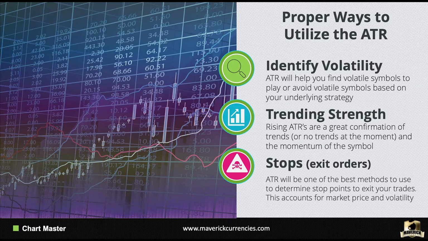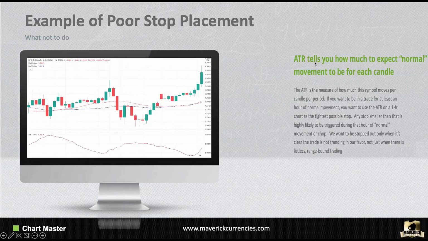So if you're holding a position longer term, that is something you need to account for as the volatility is falling and rising. So the proper ways to utilize the ATR: you identify volatility. ATR will give you an indication of the strategy that you can pick. Trending strength, I really like that, because using the rising and falling ATR really gives you an indication of the strength in that trend. And most importantly, stops. We get to pick the stops, and we can decide how conservative to be. Let's use this as an example over here.